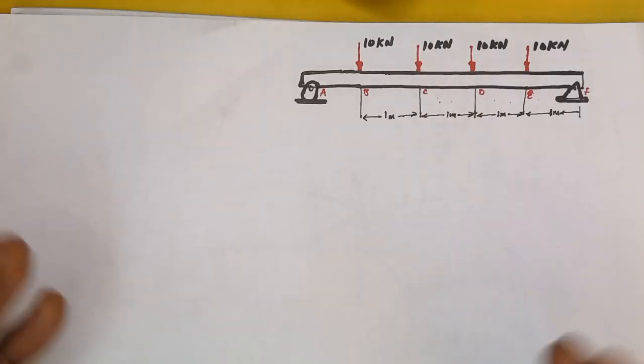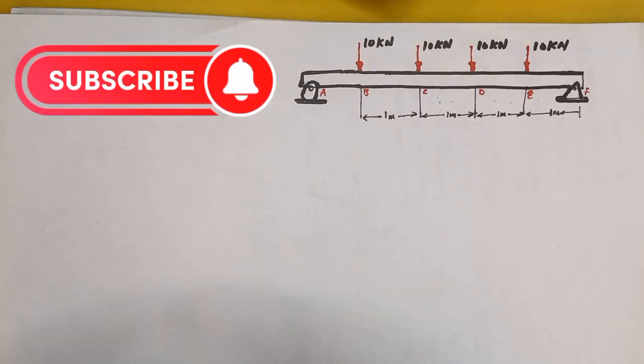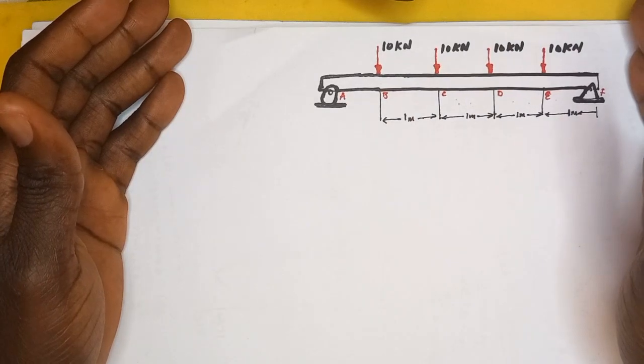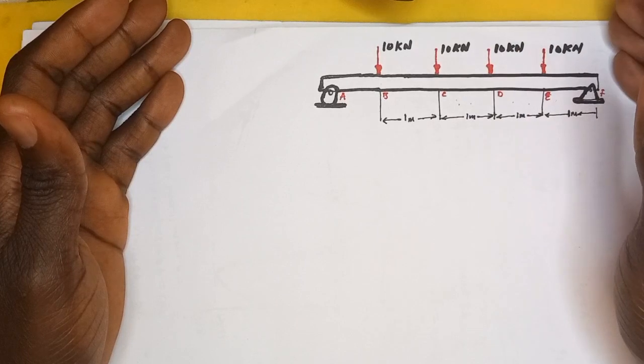Before we perform any calculations, let us know that there are 3 equations that we need in order to solve this problem. But before we can start to solve any problem, we need to apply Newton's third law, which states that for every action, there is an equal and opposite reaction.